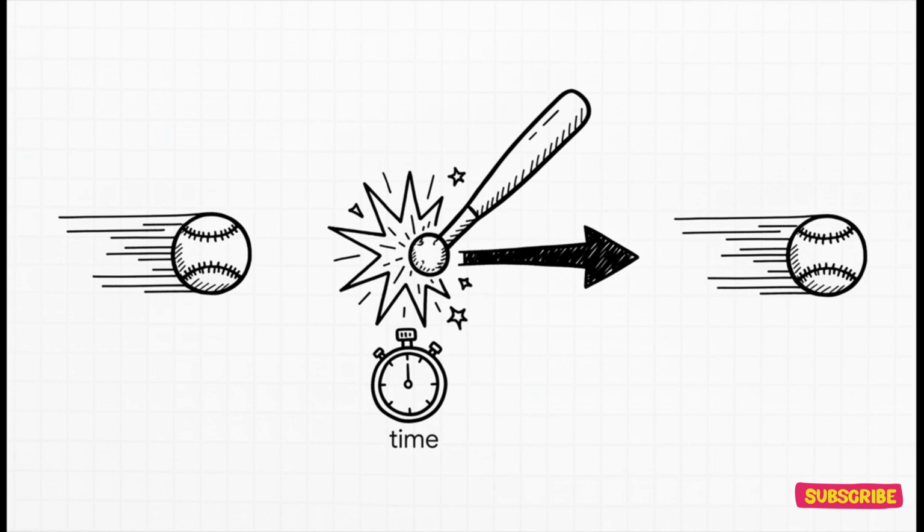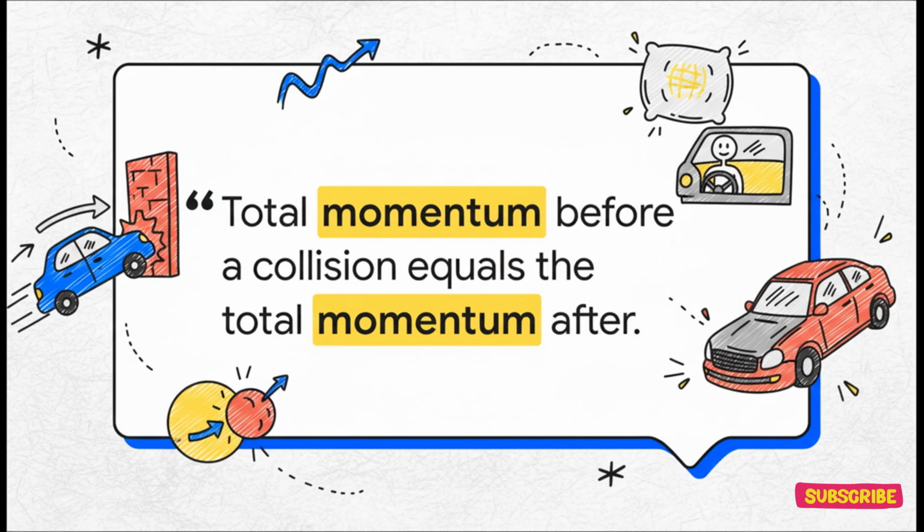Think about hitting a baseball. It's not just how hard the bat hits the ball, it's also about how long the bat stays in contact with it. That relationship between force and time is the secret sauce to so much in physics. And all of this leads to one of the most powerful, fundamental laws in the entire universe, the law of conservation of momentum. In any interaction, like a collision, where no outside forces are messing with things, the total amount of momentum you start with is exactly the same as the total amount you end with. It doesn't disappear, it just gets redistributed among the objects.